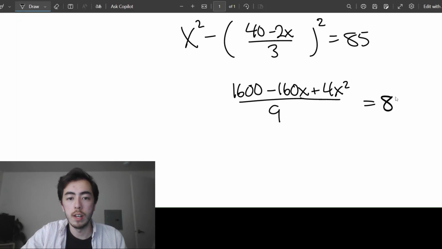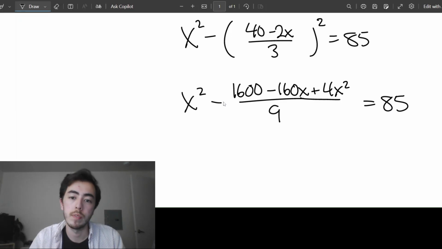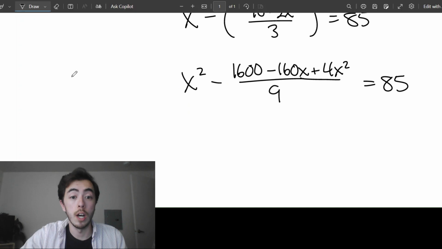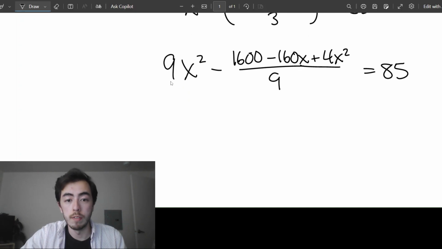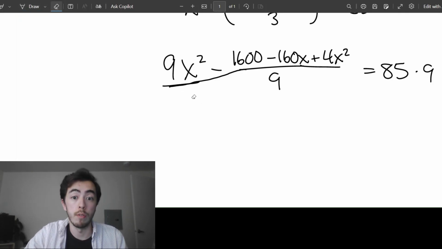Still equal to 85, still have this x squared minus at the start. Let's do another common denominator so we can have these talking to each other. We can bring those denominators together. And then why not, let's multiply that 9 to the other side, just so we don't have any more fractions to deal with.